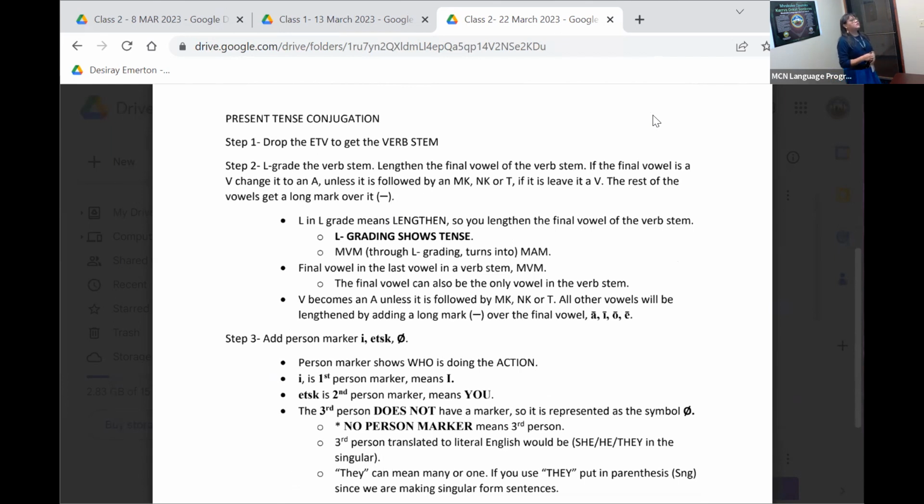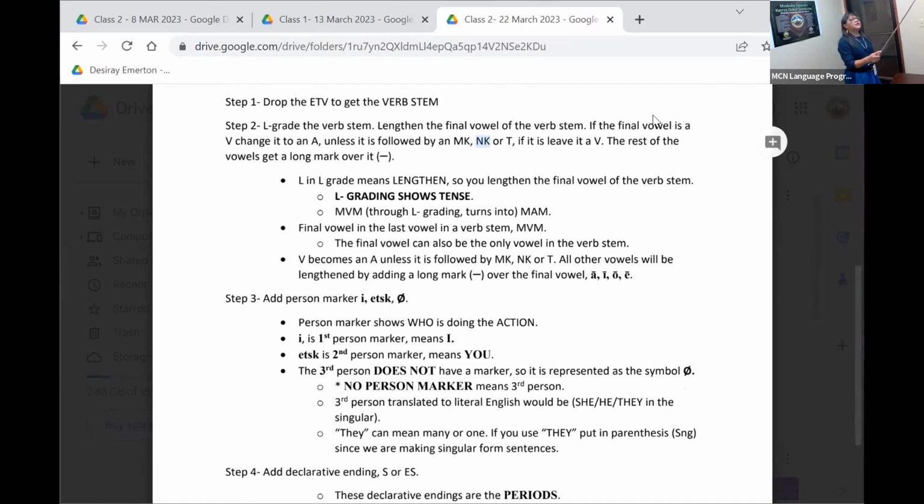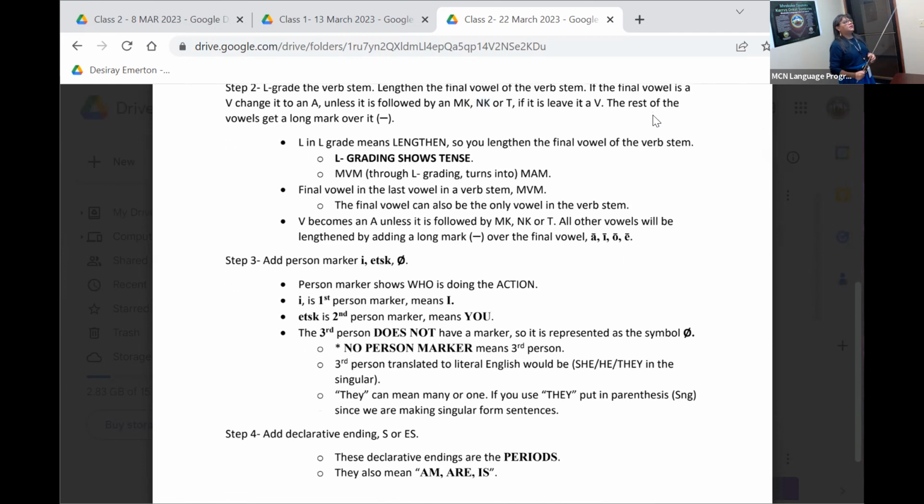Present tense conjugation. You drop the ETV to get the verb stem. Step two, you L grade. We're still repeating, trying to make sure that you understand this. I'll show you where it makes more sense when I put everything in order, and I've got it color coded too. L grade the verb stem: lengthen the final vowel of the verb stem. If the final vowel is a V, change it to an A unless it's followed by MK, NK, or T. If it is, you leave it a V. If there's an MK, NK, or T before the V, you leave it a V. The rest of the long vowels get a mark over it. L grade means lengthen, so you lengthen the final vowel of the verb stem.